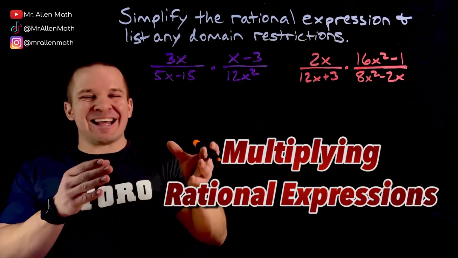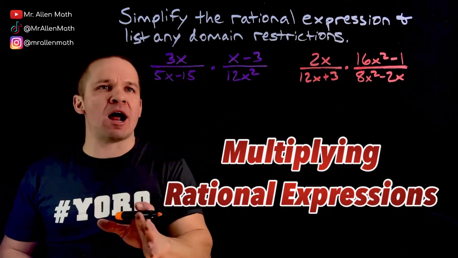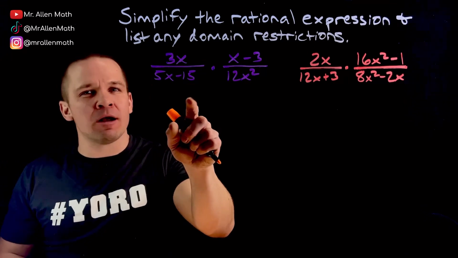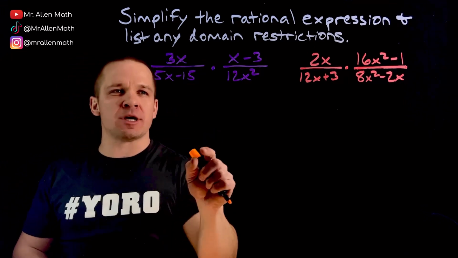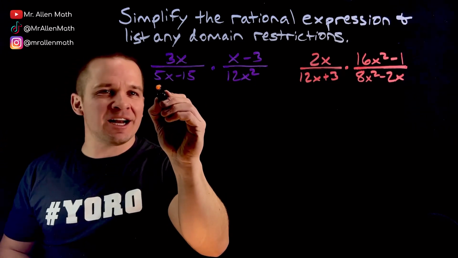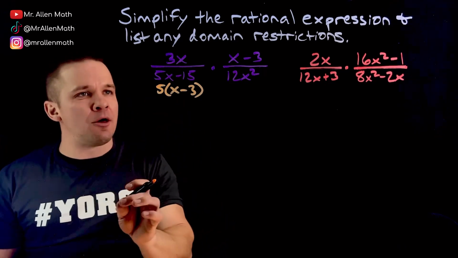We're about to simplify these rational expressions and we're going to list any domain restrictions. First thing I have to do in this one is factor this denominator right here. Then I'm going to be able to clearly see what my domain restrictions are. I already know x cannot equal 0, but there's something else right here. If I take out a GCF of 5, I'm left with x minus 3. So 3 is my other domain restriction.